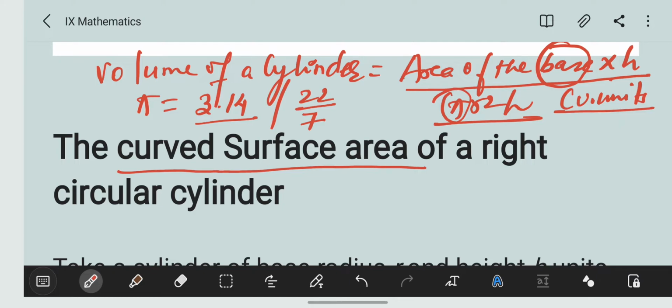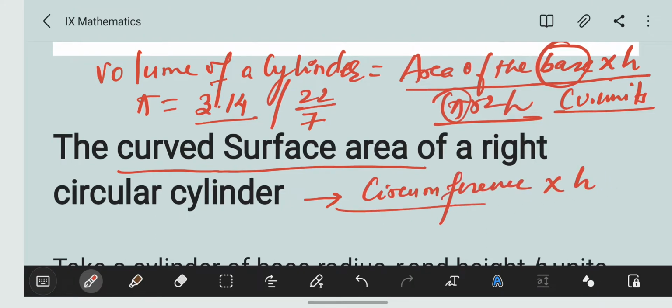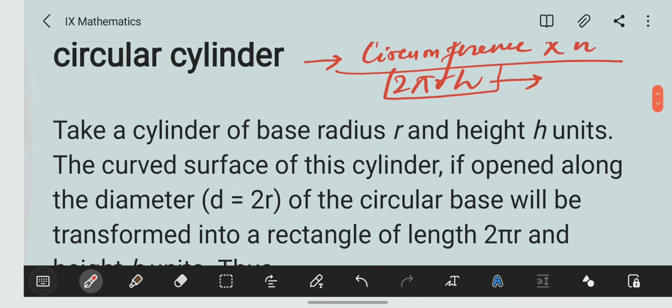As I said earlier, the entire curved face of the right circular cylinder lies on the circumference. So here the curved surface area is given as the circumference of a circle multiplied by height. The circumference of the circle, that is the base, is nothing but 2 pi r, and multiply by h. So 2 pi r h will be the curved surface area.